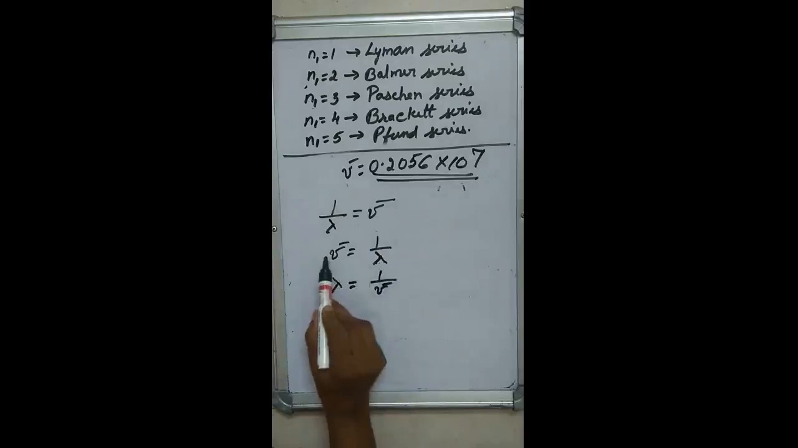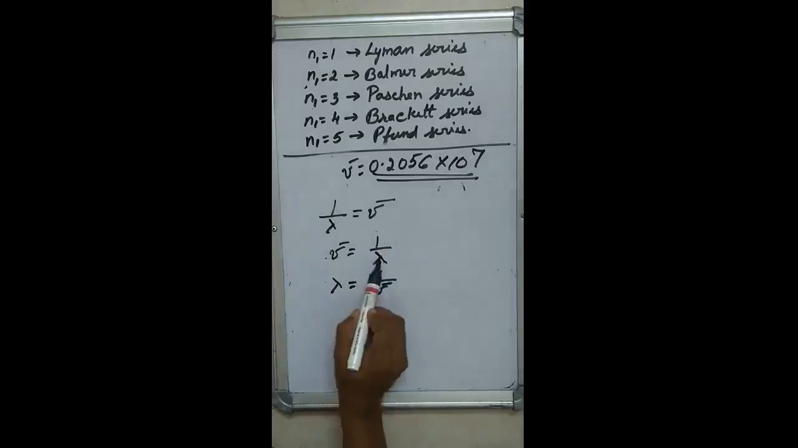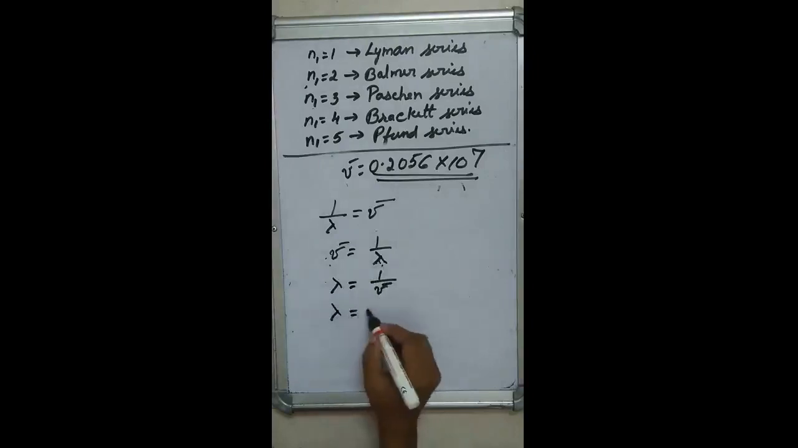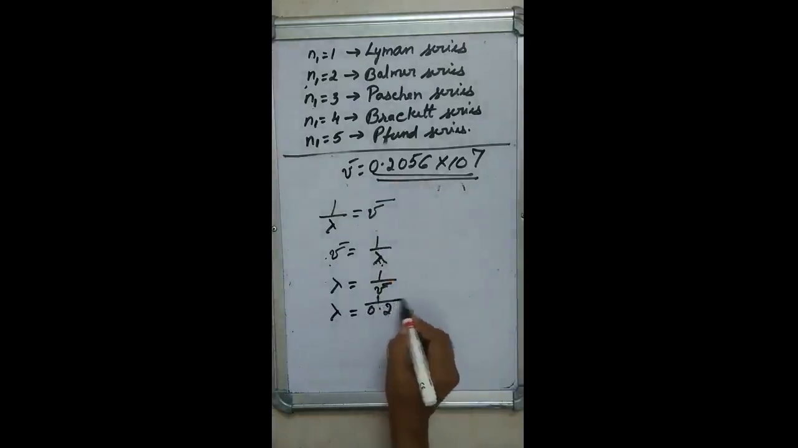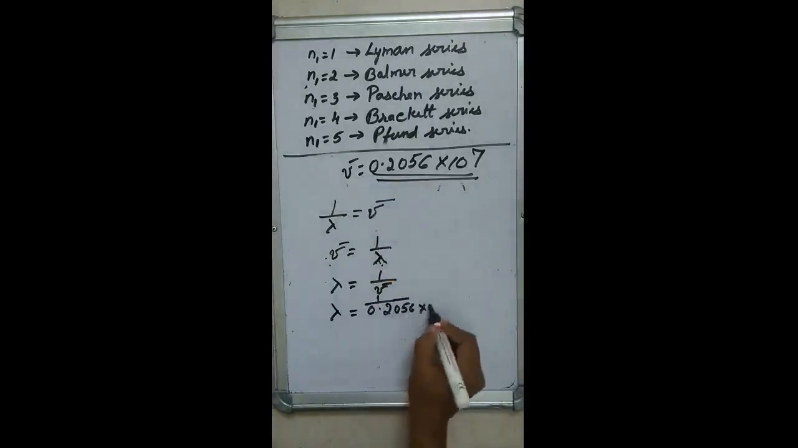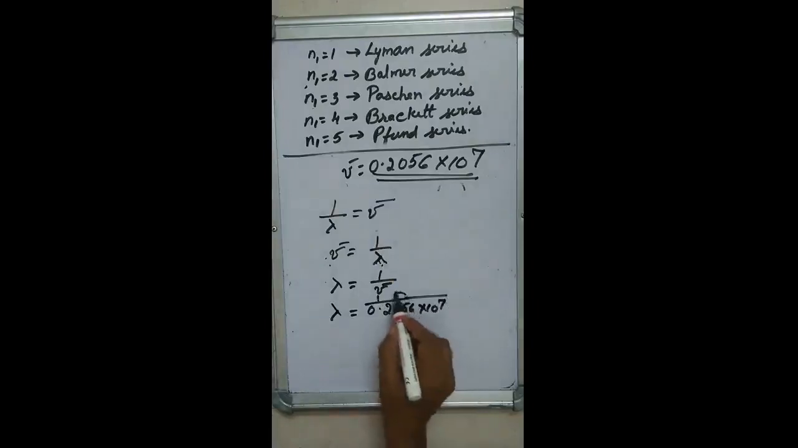This I will shift this side because this part I wanted to calculate. Automatically this will come this side. So lambda is equal to 1 by wave number. Lambda is asked to calculate, wavelength. Lambda means it is a wavelength. So wave number, nu bar, that is already calculated. So 1 by 0.2056 into 10 to the power 7.